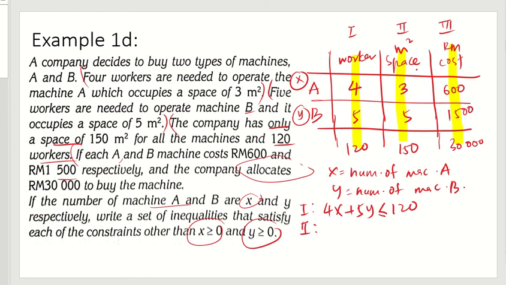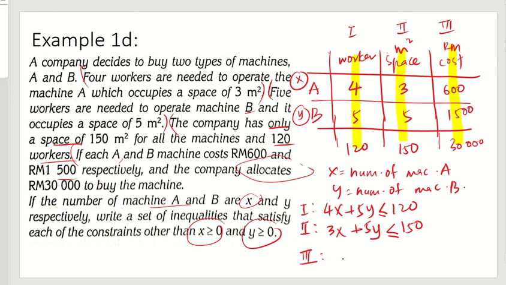Second one, look at the space. Machine A takes 3 meters square. Let's say we have x machines, so 3x, plus machine B with 5 meters square, 5y. Then the total is 150. Can it be more or not? Cannot. Maximum 150 or less. Okay, that is the second inequality. Then go to the third one.